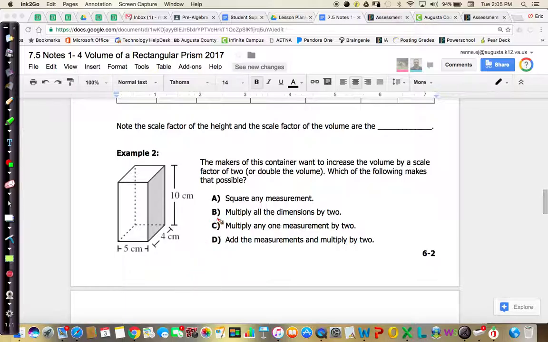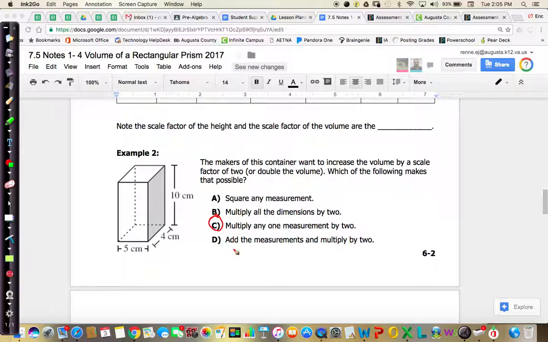Hopefully you said multiply any one measurement by 2. Now in the example we did, we were always changing one attribute. And the attribute I chose for that chart was height. But you're going to see on the next page that you don't always have to change the height. You can change the width and the length. But it's important to note that you're only changing one attribute.